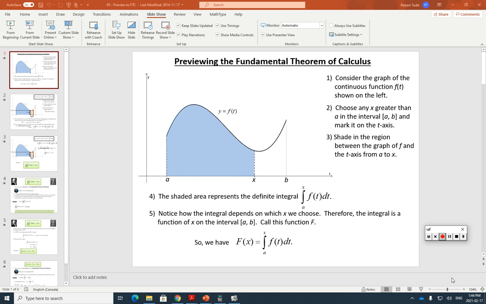Previewing the fundamental theorem of calculus. Look at that title. Fundamental theorem of calculus. You can tell math people are excited. There's almost no theorems that are called fundamental. This is calculus in a nutshell.